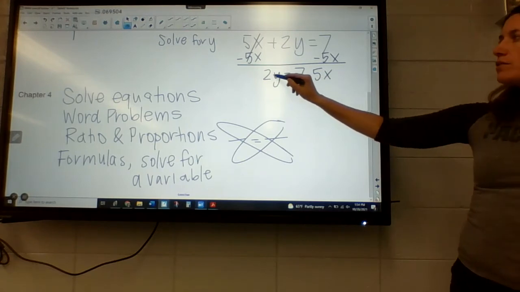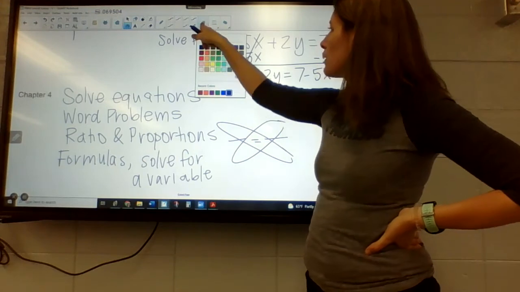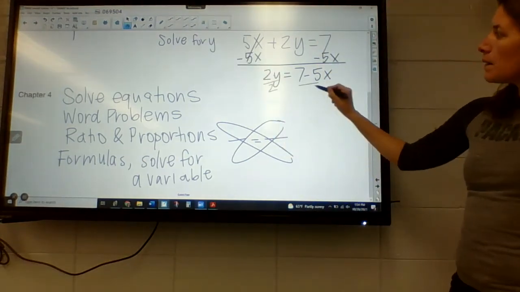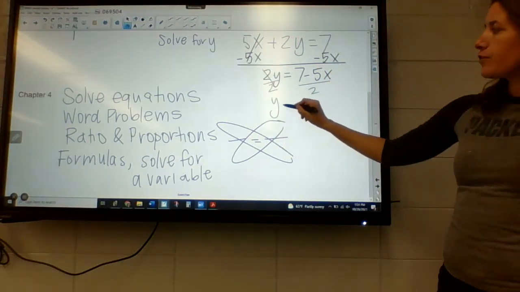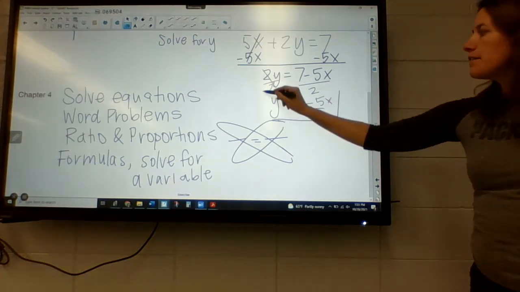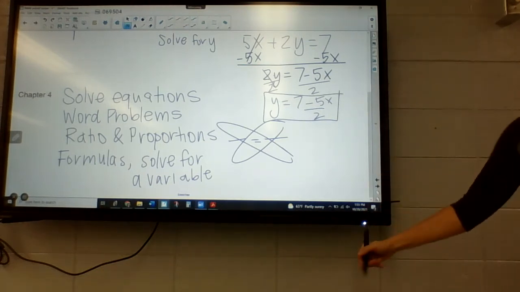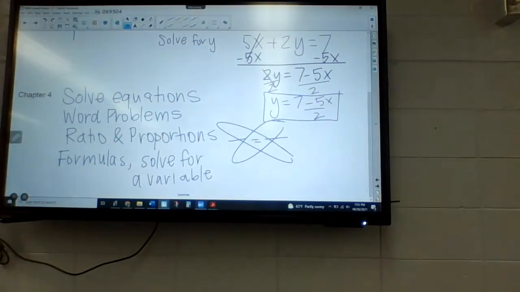Now we need to get our y alone, so we need to divide by 2, because it's being multiplied by 2. So this would be solving for y. As ugly and not simple as this seems, this is considered solved for y. So if I asked you to solve for a particular variable, sometimes the answer comes out kind of messy like that. All right, so double check those. I'll give you a second to copy that part down. So that should be chapter 4.